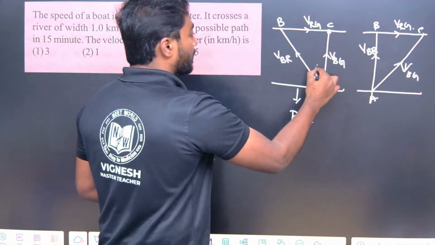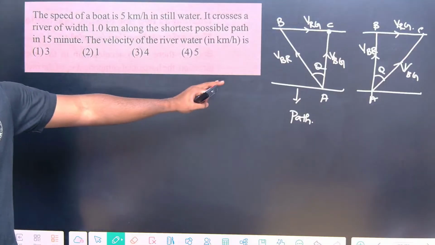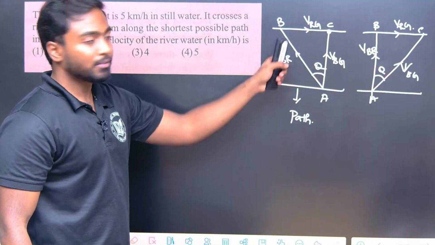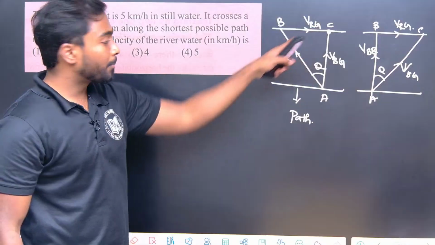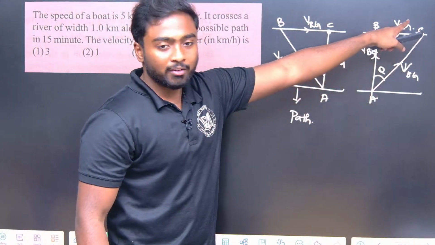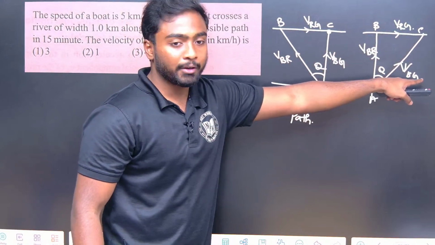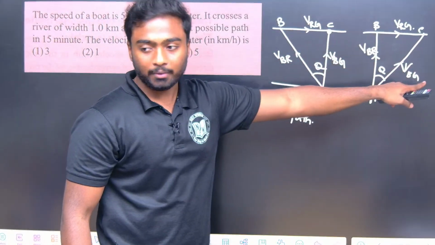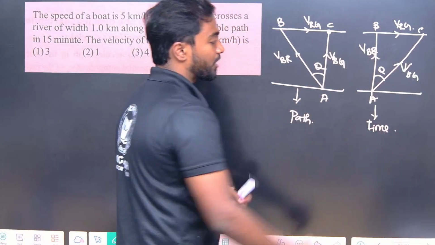The only thing is what happens here: sine will be changed, cos will be changed and tan will be changed. Here, what is sine? Sine is opposite by hypotenuse. Opposite is velocity of the river with respect to ground, divided by velocity of the boat with respect to river. But in the other case, opposite is velocity of the river with respect to ground, but hypotenuse is boat with respect to ground. This is for shortest time and shortest path.